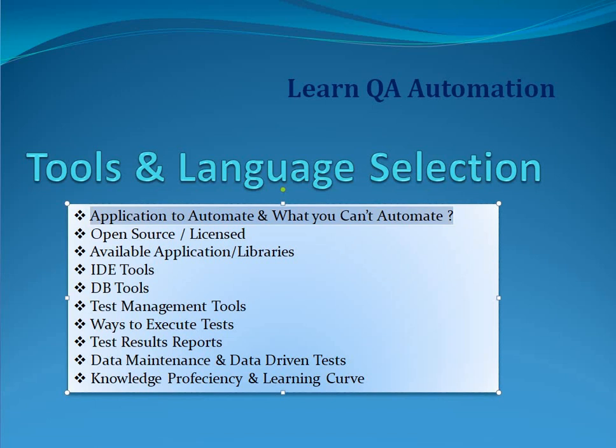Next thing, which is obviously very important, is knowledge, proficiency, and learning curve. Is there any learning curve you have? How interested are you in learning new technologies if you're not familiar with what you're going to work on? And how much do you already know, right? These are the things that you really need to understand. So this is just a general idea. It's not specific to Selenium or anything, but overall automation, right? Automation has these kinds of high-level items that you have to cover. So we're going to go to the next slide.